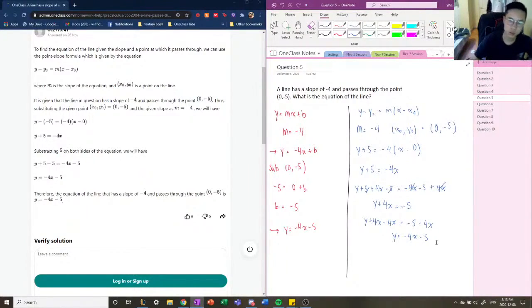Also, one more thing to note before I move on to the next question is that there can be different pieces of information that you're given. For example, you can be given two points on the line, or the y-intercept, or the x-intercept. Even though you're given different pieces of information, you can still use these two methods to calculate the equation of a line, regardless of what kind of information you're given.